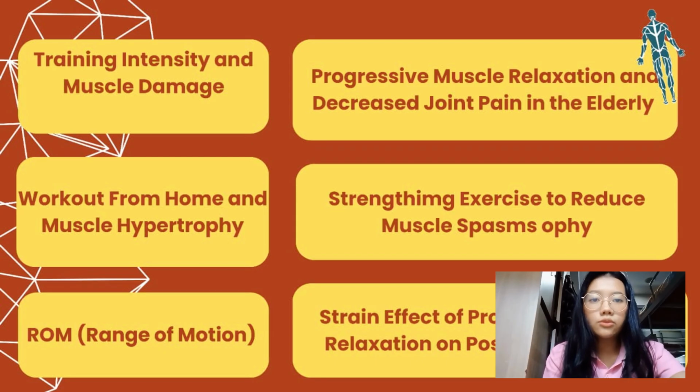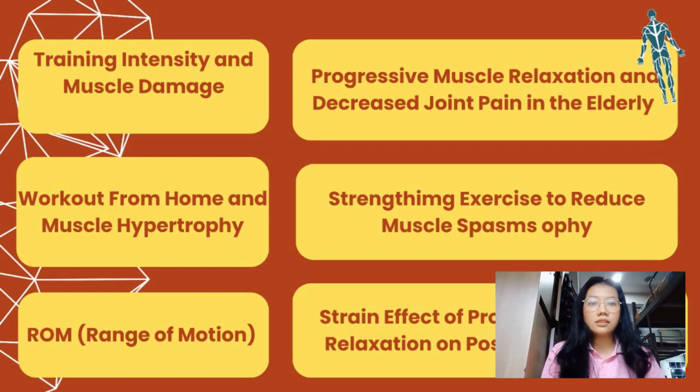The third is ROM, or range of motion, exercise and muscle strength in stroke patients. Systematic review studies show that active and passive ROM exercise at least twice a day is effective in increasing muscle strength in post-stroke patients. Number four is strengthening exercise to reduce muscle spasm.